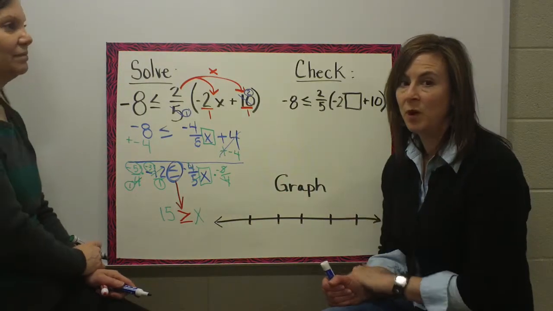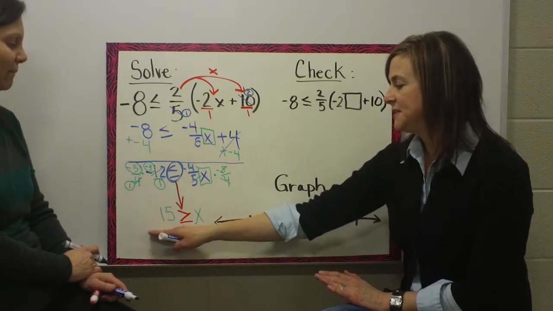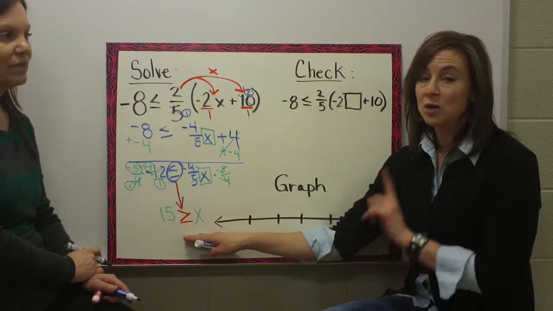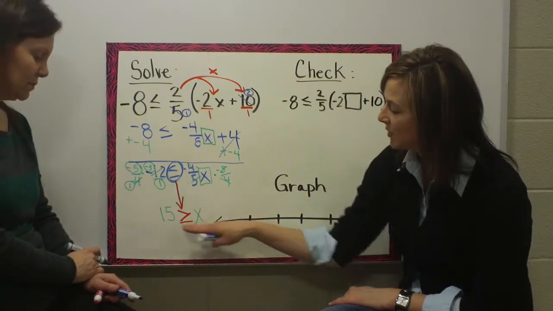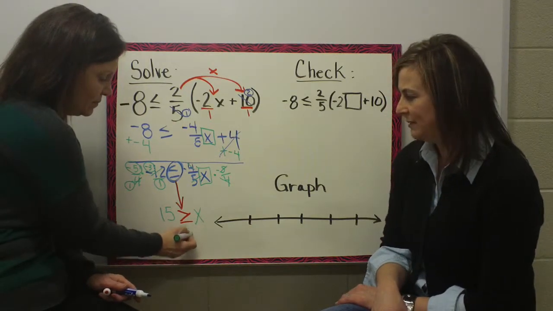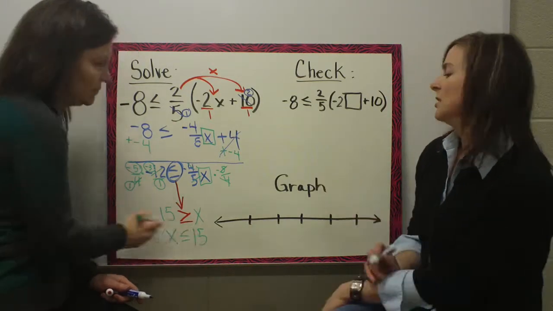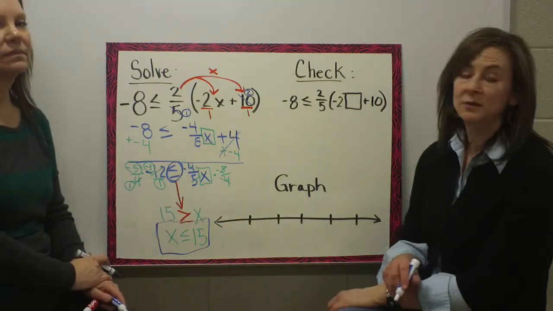Now look, we have one more thing we need to consider. This reads 15 is greater than or equal to x. We want the variable first. So we're going to read it backwards. x is less than or equal to 15. And we'll write it that same way. Our solution set then is x is less than or equal to 15.